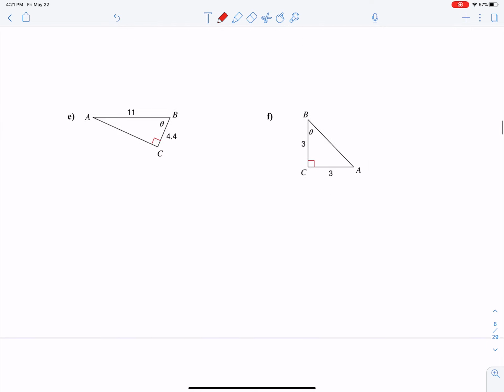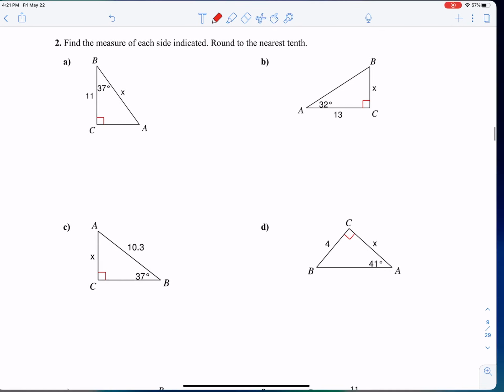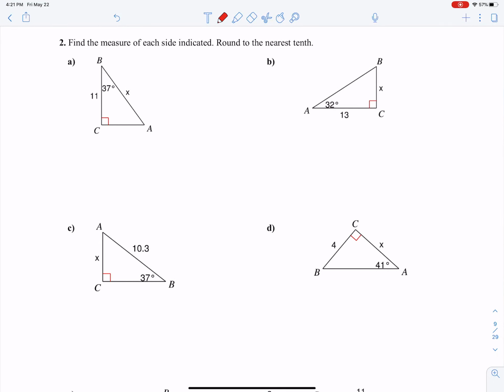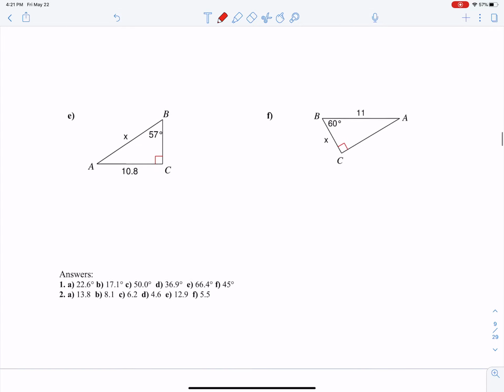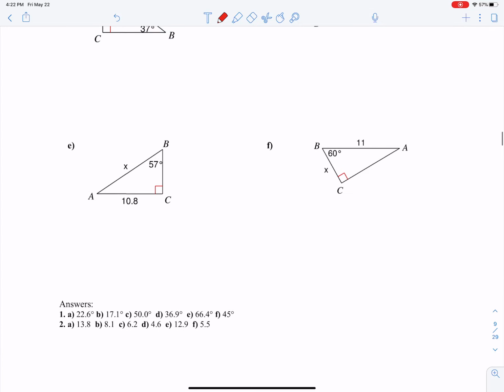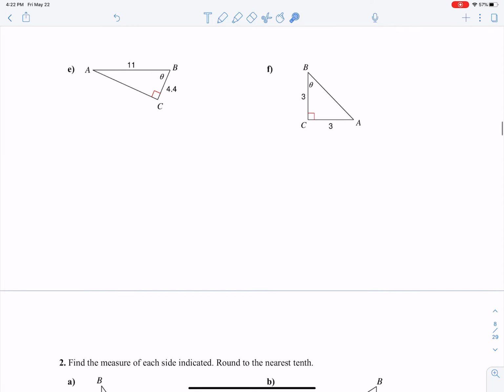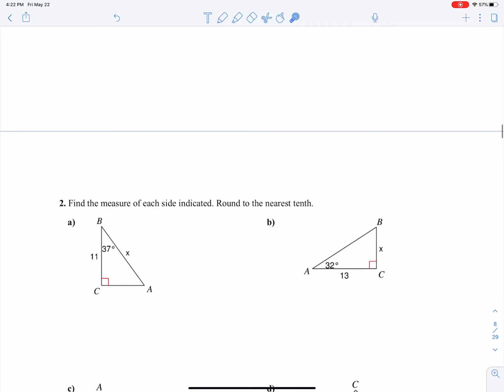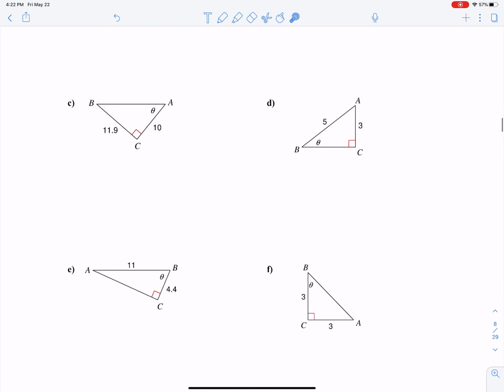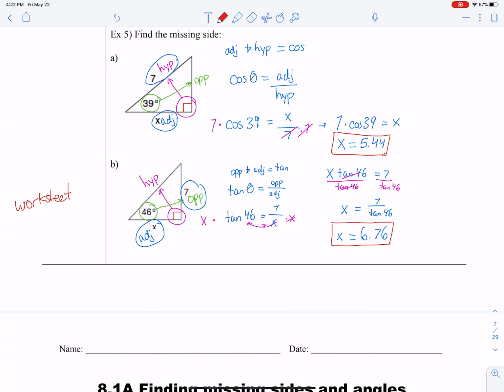And it's the second page, so number 2. So these are all measuring the sides. Okay, so 2A to F. Oh, and just so you know, for both question 1 and 2, the answers for these are here at the bottom of the worksheet. So you can check to see if you got the right final answer, and I'll also post the full solutions for that. So you're doing worksheet question 2, A to F.